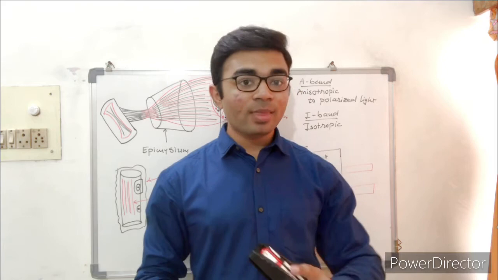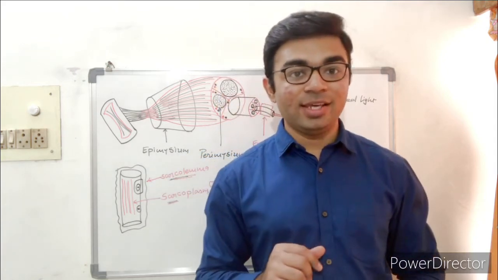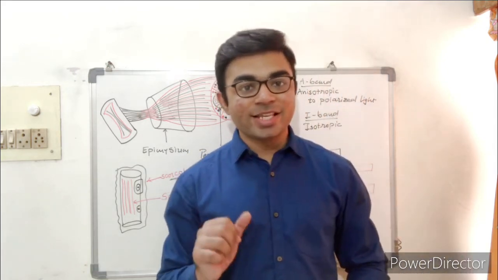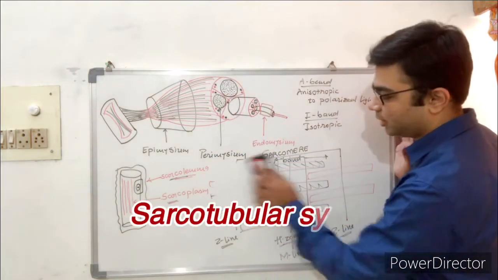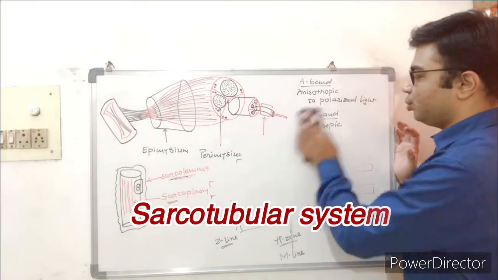Now the last point in the structure of the skeletal muscle is the sarcotubular system. So let me clear all this. Sarcotubular system is very interesting.